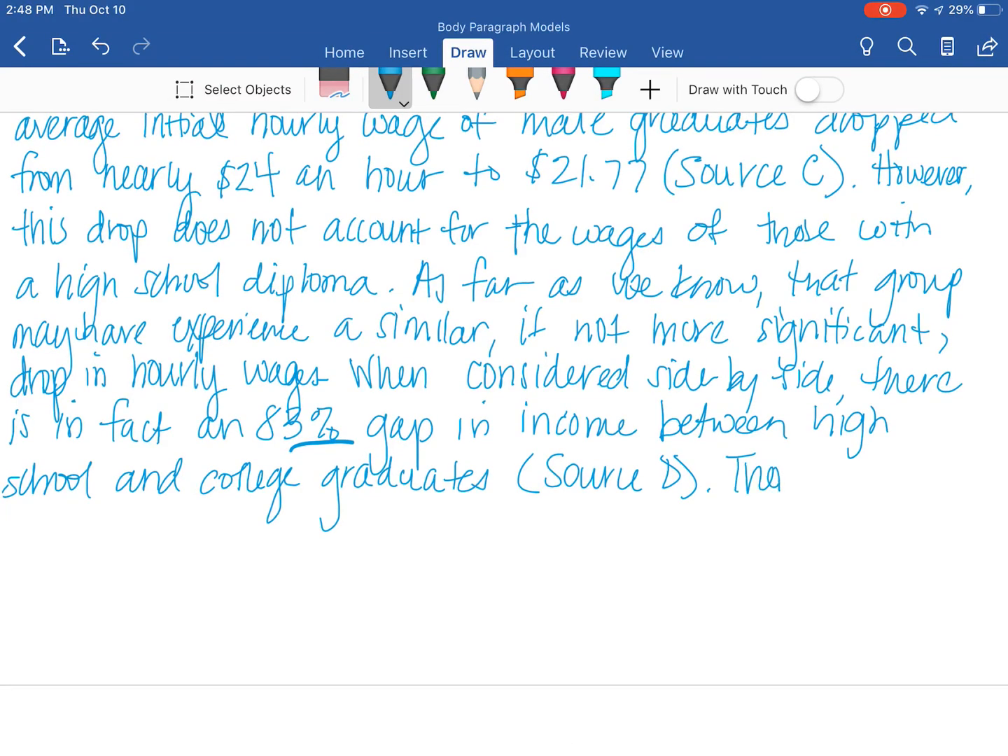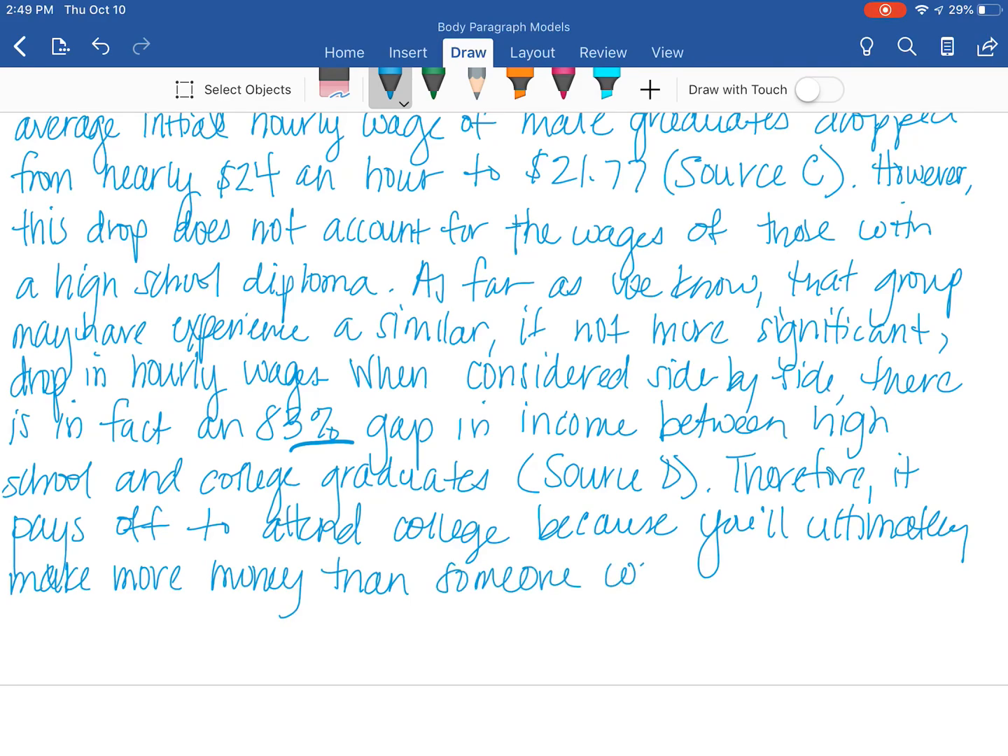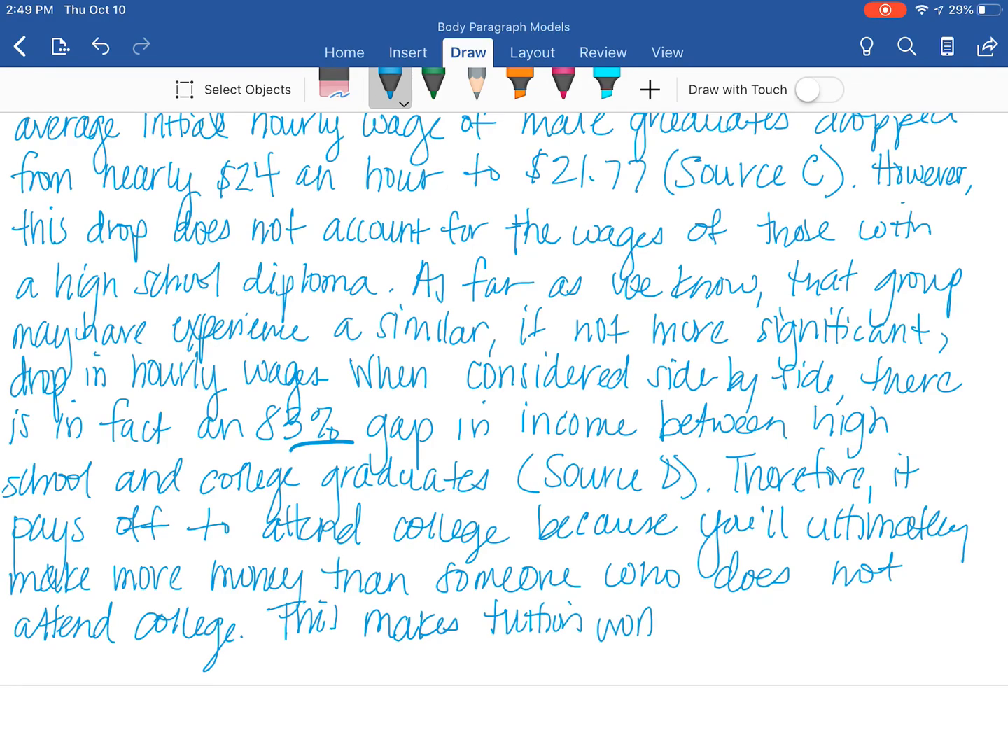Therefore, it pays off to attend college because you'll ultimately make more money than someone who does not attend college. This makes tuition worth the investment.